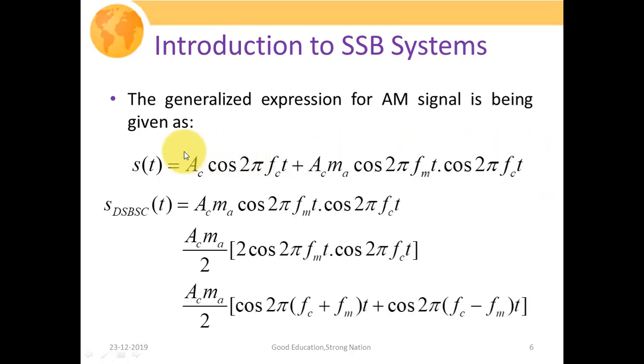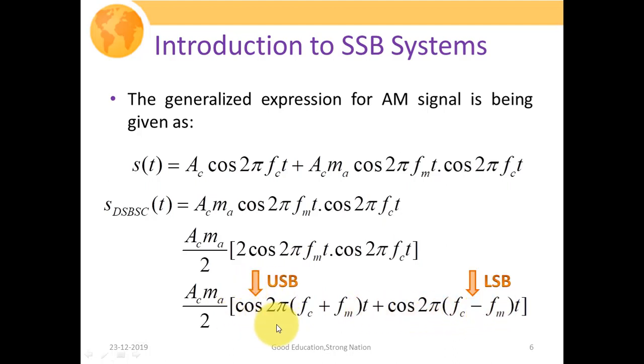If we exclude this carrier signal, we are left with this type of signal, which is called the double sideband suppressed carrier signal. Now the double sideband suppressed carrier signal would be given as Ac ma cos(2πfmt) multiplied with cos(2πfct). Again, we have just multiplied and divided by 2 in order to get the 2 cos A cos B formula. So we can write this expression as Ac ma by 2 times cos(2π(fc+fm)t) and cos(2π(fc−fm)t).